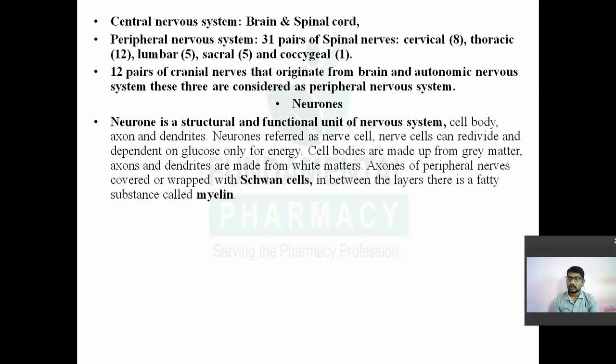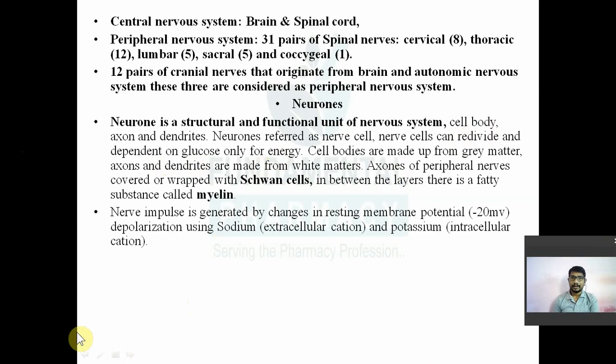A neuron has different parts: cell body, axon, and dendrites. These three parts are there. Remember, neurons are referred to as nerve cells. They can redivide and are dependent on glucose for energy.